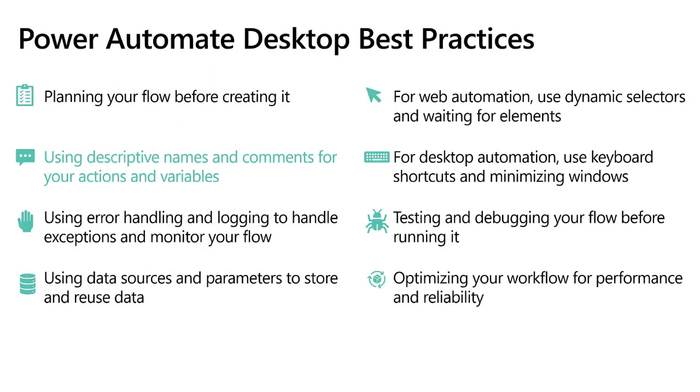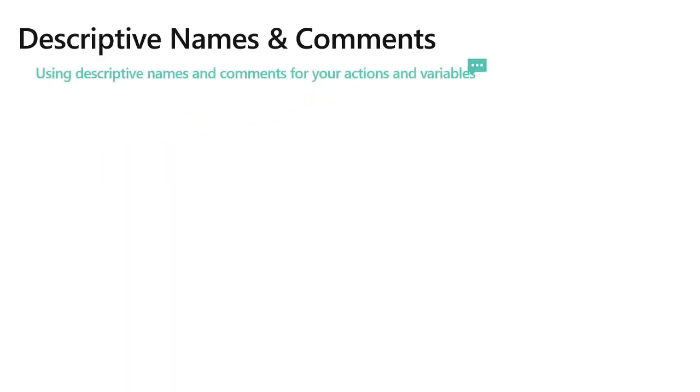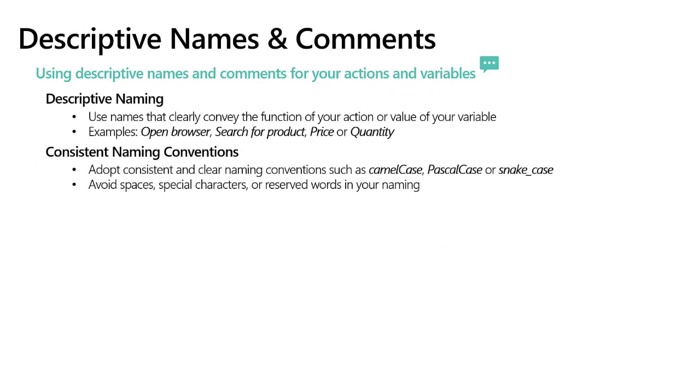When you start building your flow, it is recommended that you use descriptive names and comments for your actions and variables. You'll want to use descriptive naming to clearly convey the function of your action or the value of your variable. You should also adopt consistent naming conventions such as camel case, Pascal case, or snake case. Avoid spaces, no special characters, and don't use any reserved words in your naming.